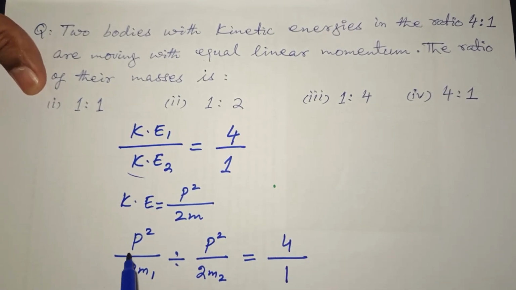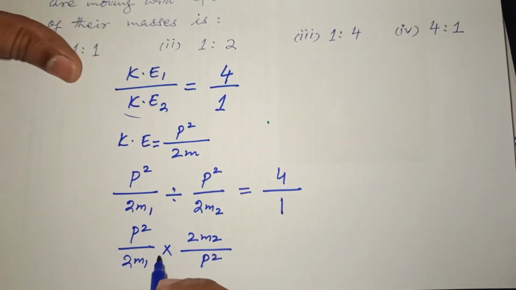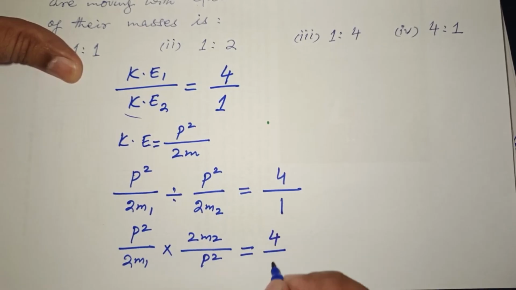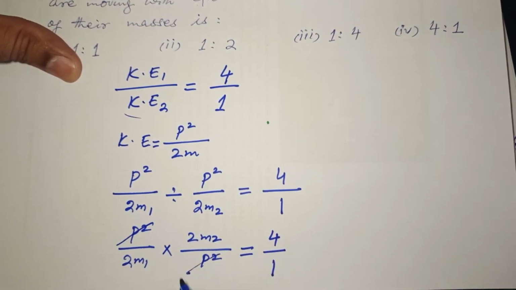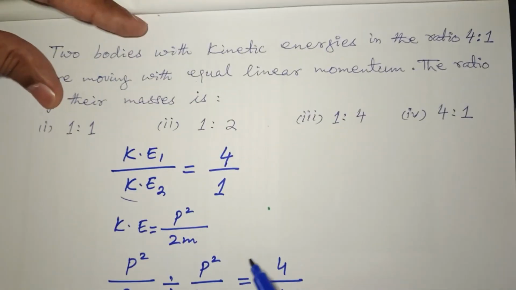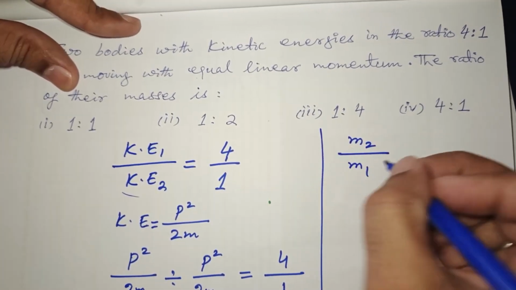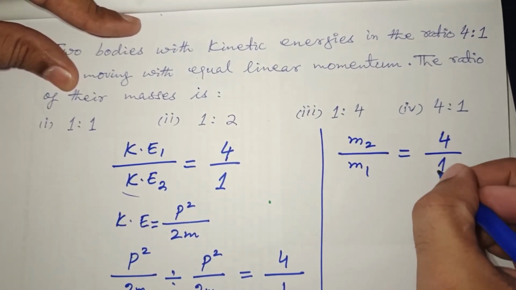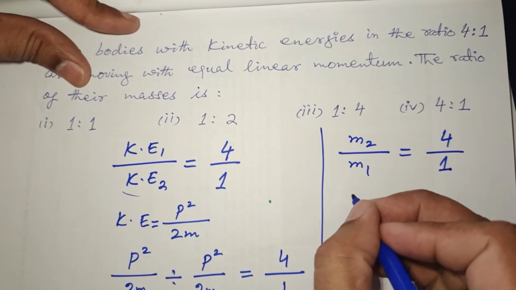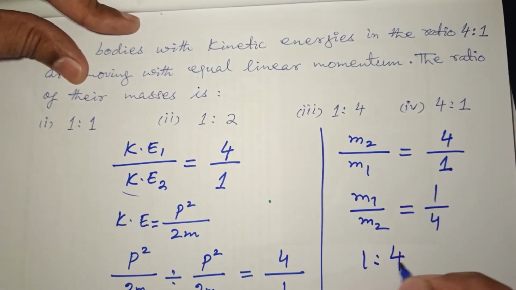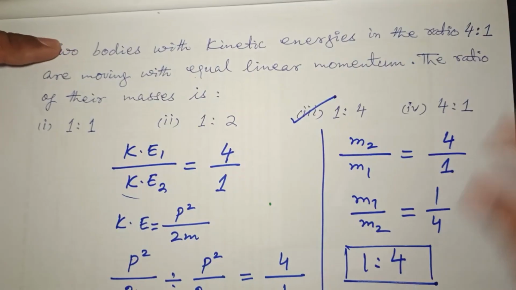Why didn't I write P1, P2? Because their linear momentums are the same. When you move further, you will convert divide into multiply and you will get this result. This will remain the same, this side will be inverted and you will get 4/1 over here. So P squared cancels with P squared, 2 cancels with 2. We will be left with m2 over m1 equals 4:1, or when you invert it, the required ratio is 1:4. This one. Now move to the next one.